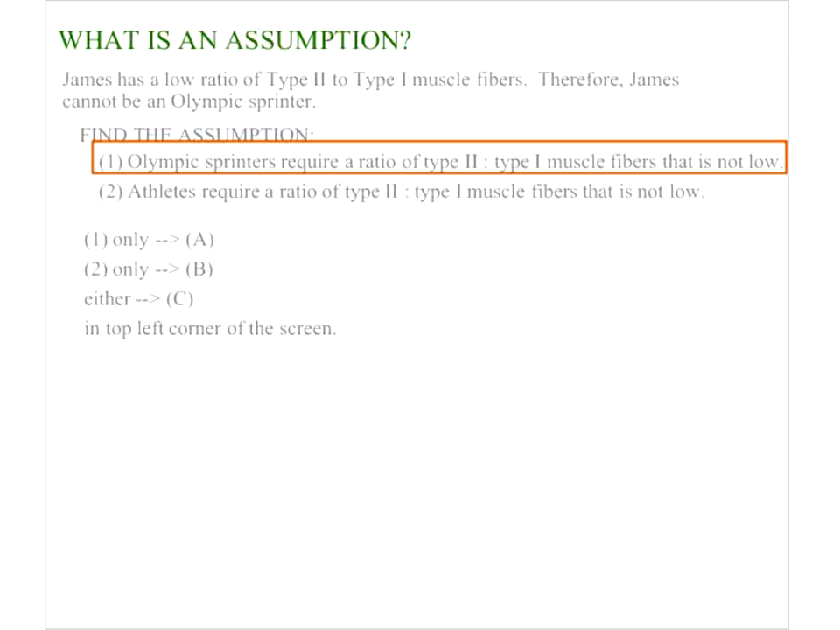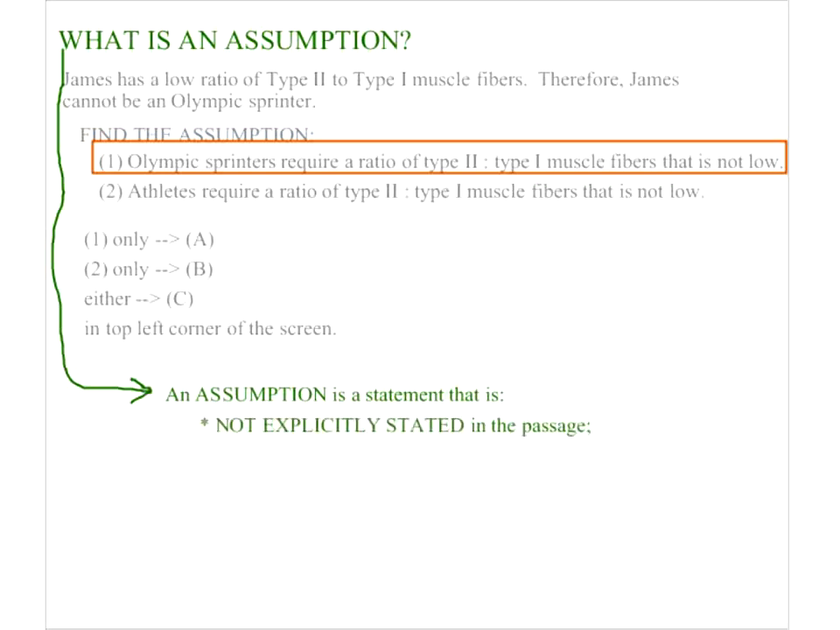Now let's go ahead and define what we mean by an assumption, because if you don't understand this, then you have a very low probability of being able to do well on find the assumption questions. So what is an assumption? Well, it's got to satisfy two criteria. An assumption is a statement that is, first, not explicitly stated in the passage, but here's the most important part: it is necessary for the passage to be valid, for the argument to be valid. In other words, an assumption is something that you need.